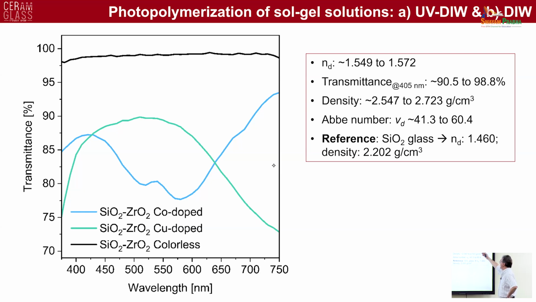Okay, so we were able to achieve refractive index values up to 1.72. Transmittance can be as high as 98, almost 99%. For crystal glass, the density is also very important. And we are within the range of crystal glass, which is what we wanted.